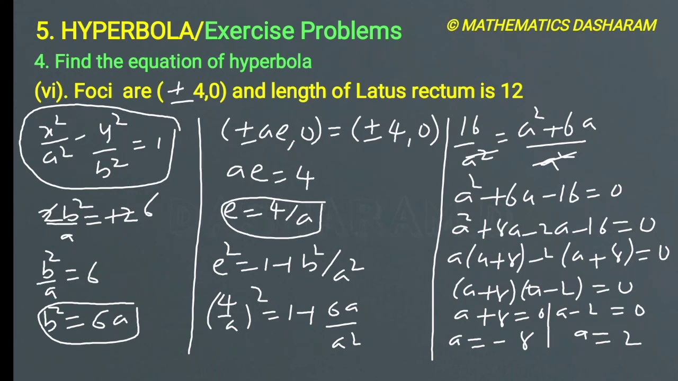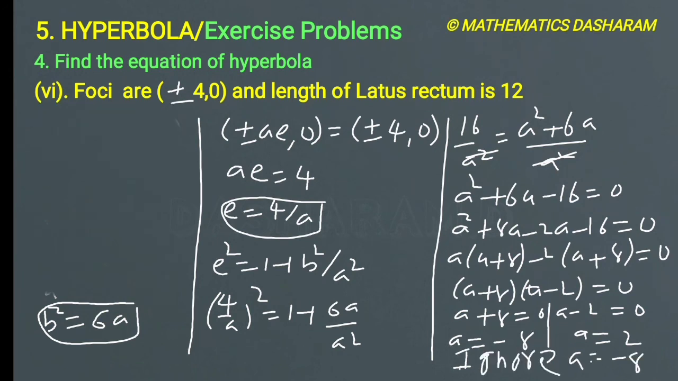So here we got two a values, but which is a suitable one? Once you observe, here b square equals to 6a is there. If you substituting the a equals to minus 8, what will happen? B square equals to 6 into minus 8, minus 48. Then b equals to under root minus 48. So it is not possible to find out the square root because it is a negative number. That is why ignore a equals to minus 8.